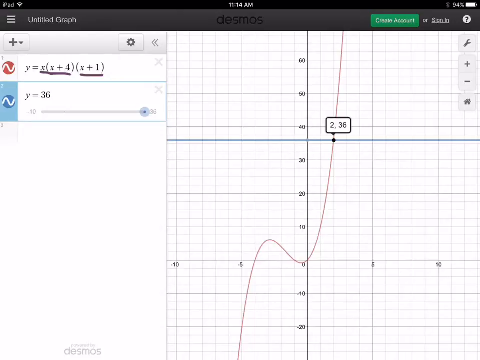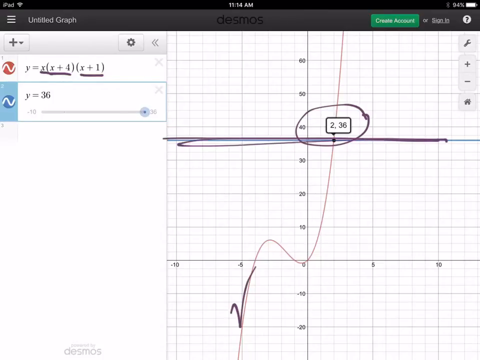Alright, so we're looking for where these cross, where that intersects with 36, and here it is, right? And the point is when x equals 2. Now y equals 36, that's a flat line, and this function just continues going down and going up, so again, that's not going to cross at any other spot than this exact spot. So again, we're only interested in the x value, x equals 2.